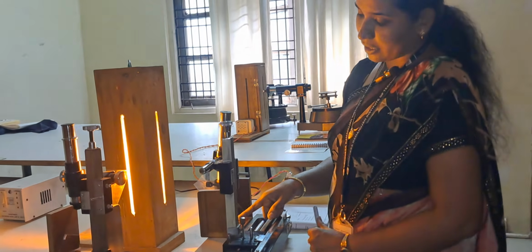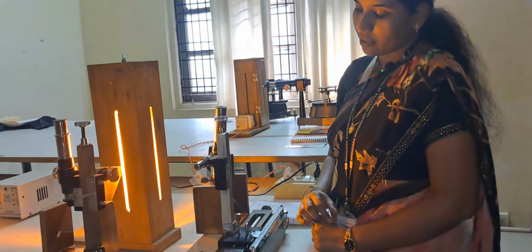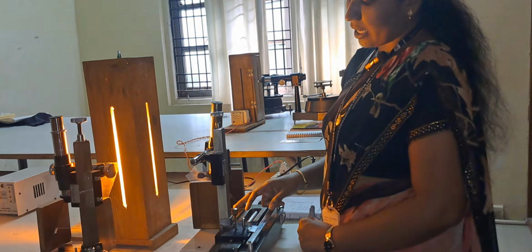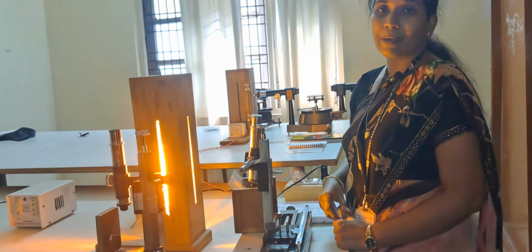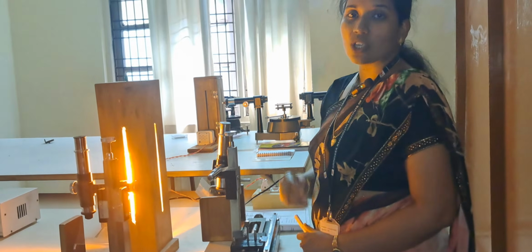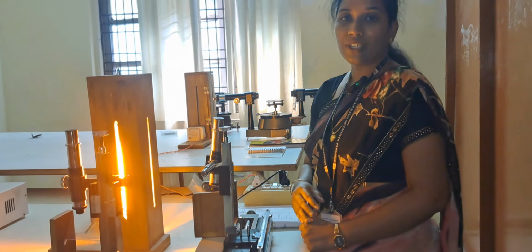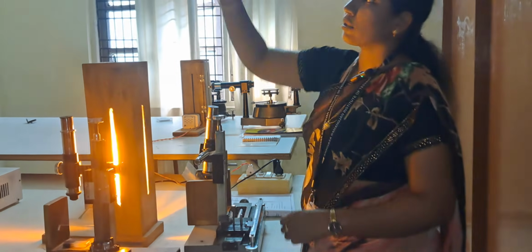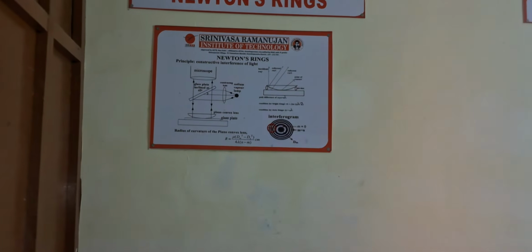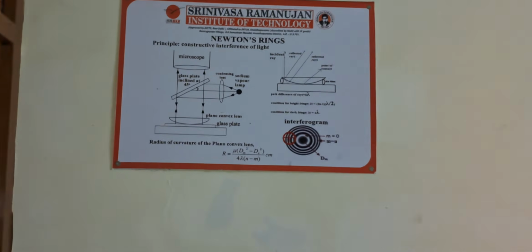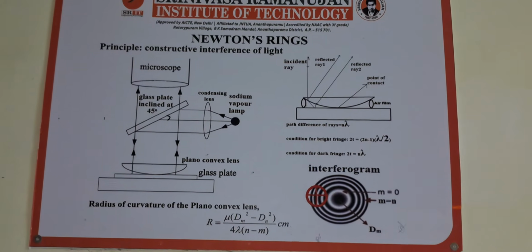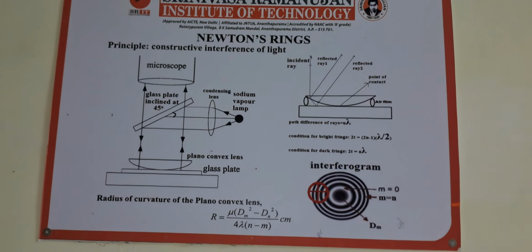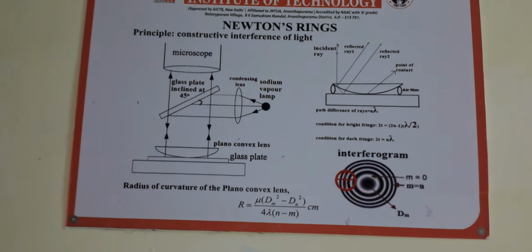The light will reflect from the upper surface and lower surface of the air film and will superimpose and form the interference pattern having alternate dark and bright fringes. These rings are called Newton rings because they were first observed by the scientist Newton. As you can see on the board, we have the formation of the interferogram. The central ring is the dark ring, which is why we are considering the dark rings. You can see in the traveling microscope the formation of Newton rings.